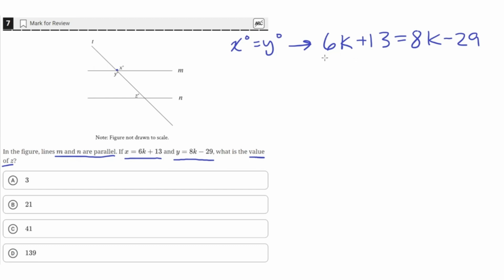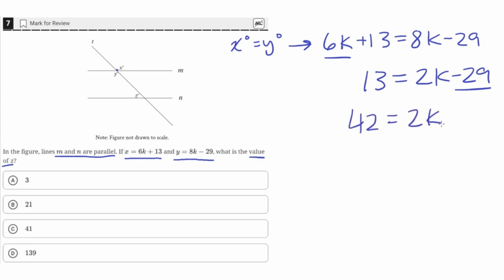We can move this 6k to the other side by subtracting it from both sides, which will give us 13 equals 2k minus 29. Then we can move this negative 29 to the other side by adding 29 to both sides. So 29 plus 13 is equal to 42, which will be equal to 2k. Then we can divide both sides by 2 to isolate k. So k will be equal to 21.